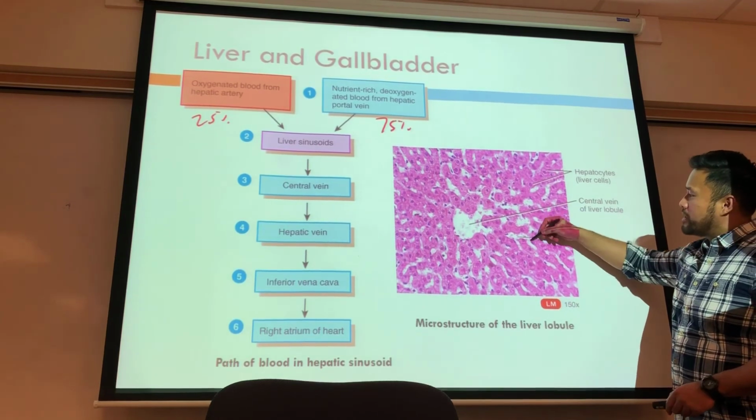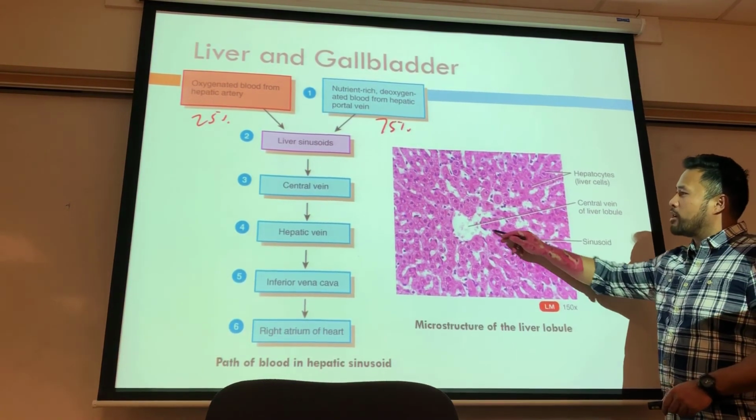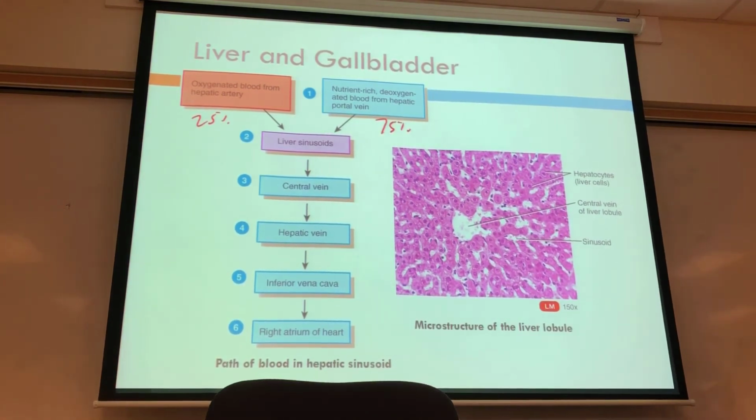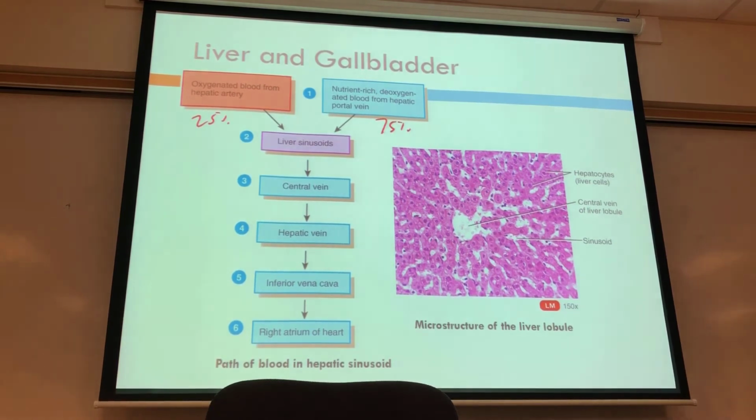You see the hepatocytes embedded right around the sinusoid capillaries. The sinusoids then converge onto the central vein, where from the central vein they converge into the hepatic vein. Hepatic vein is the one large vein that dumps right into the inferior vena cava. And that makes its way back into the right atrium to continue on with the pulmonary circuit.